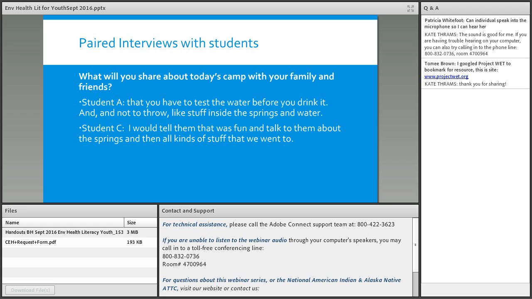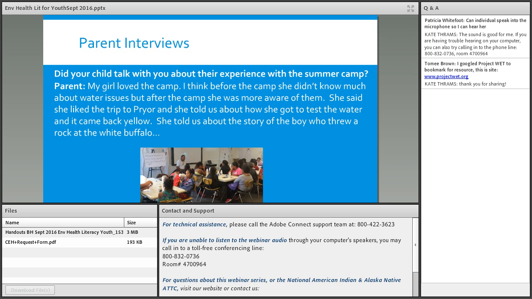And then we also wanted to see if they were going to actually share this information with their family and friends, and what exactly they had learned and wanted to share. So one student talked about how you have to test the water before you drink it, not to throw stuff in it. And then another student said they would tell their family that it was fun, and they would talk to them about the springs and all the stuff that they went to see. So these are all from the pilot in 2015.